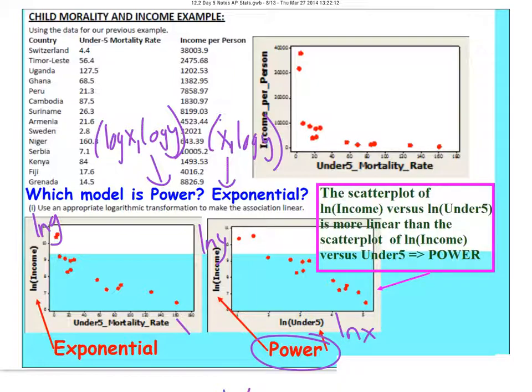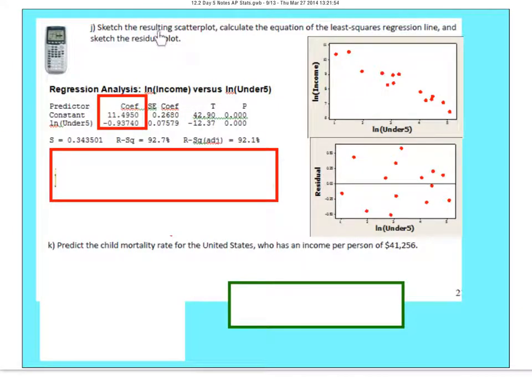Most of the problems I have seen about this topic are a question that look just like this. And it's literally as simple as just reading the scatter plot to see how the data was transformed, remembering for a power, you log on both x and y. For an exponential, you just log on the y. Continuing on, sketch the resulting scatter plot, calculate the regression line, and sketch a residual plot.